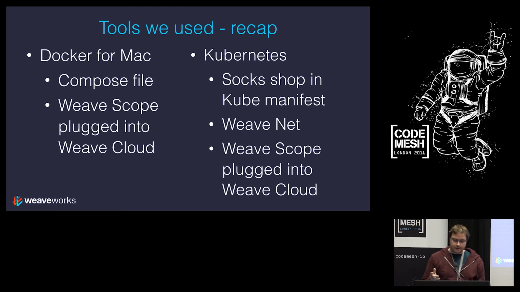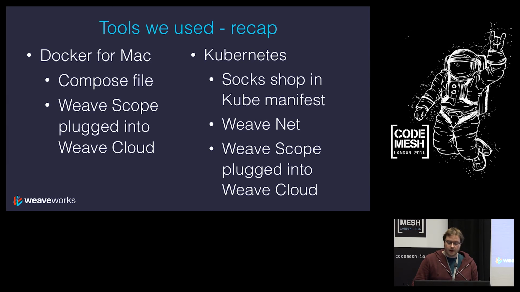So to recap, we started out with Docker for Mac. We used a compose file there. Docker Compose, for anyone who doesn't know, is a fairly simple tool which allows you to define in a nice friendly YAML format: here are the things that make up my services, where things are containers with image names that get pulled down, and define the connections between them. And then we used Weave Scope plugged into Weave Cloud to push the information about those containers up to that UI I showed you.